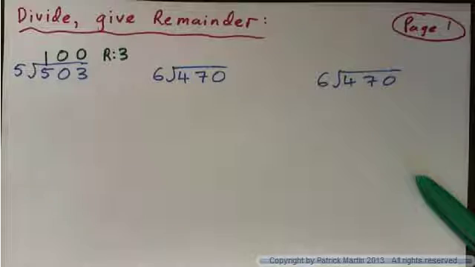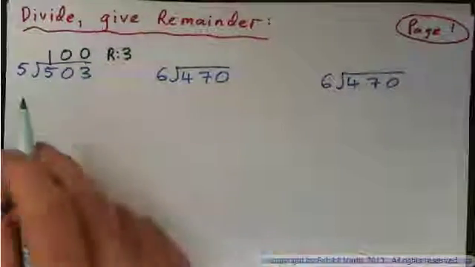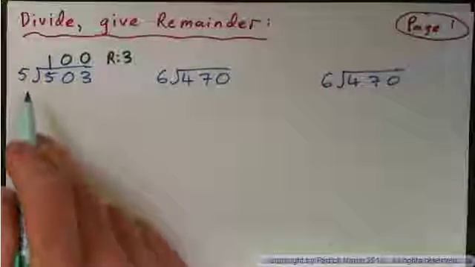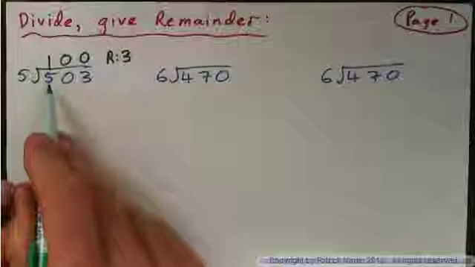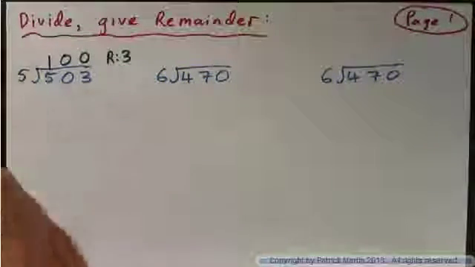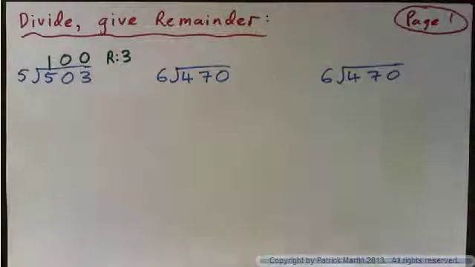Well, it means that if you split $503 5 ways, that's $100 each and a remainder of 3. Then you have to try and split the $3 up.